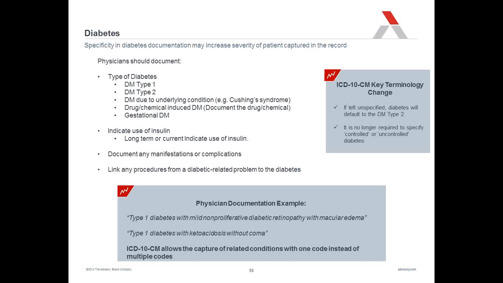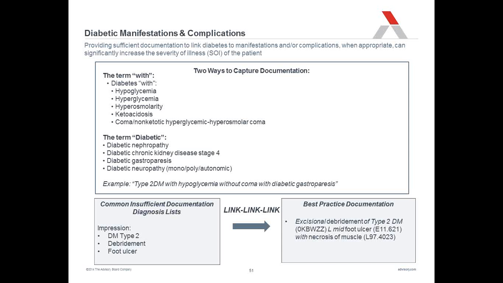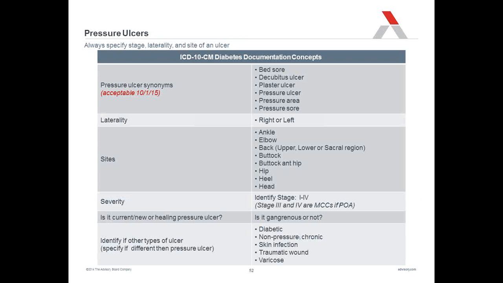It's very important in terms of diabetes to document any manifestations or complications and link any procedures from a diabetic-related problem back to the diabetes. Here's an example of utilizing the term diabetes with hyperglycemia, with ketoacidosis, or some other manifestations such as diabetic nephropathy or diabetic neuropathy. These are very, very important and will include a higher severity of illness and risk of mortality if you utilize that best practice documentation pattern.